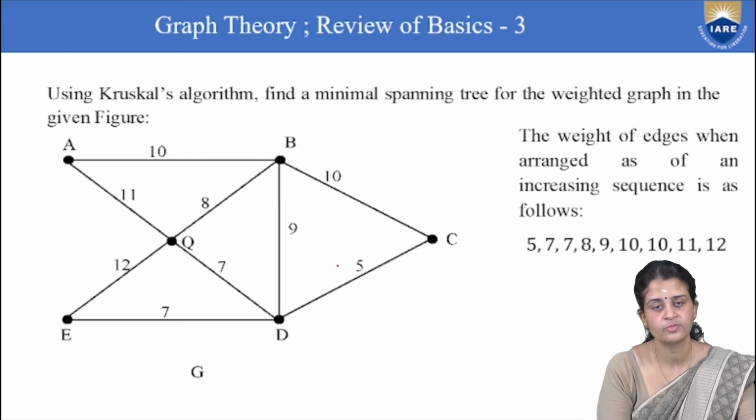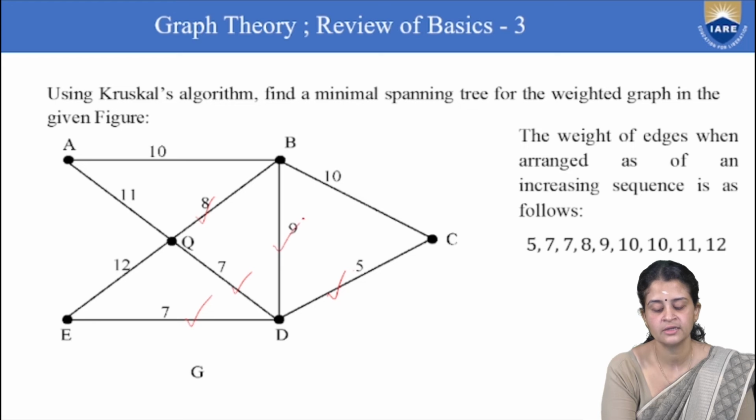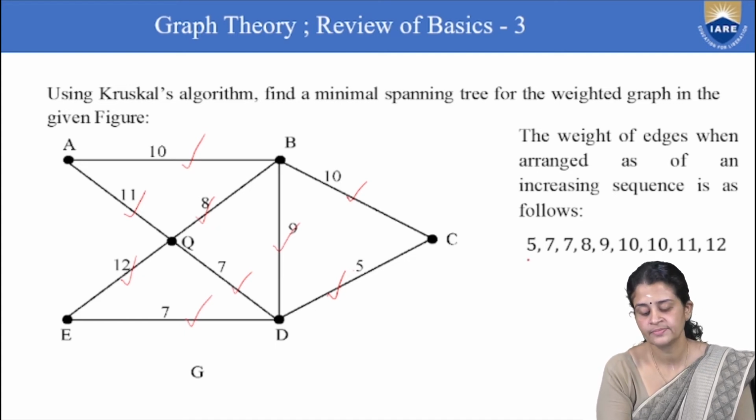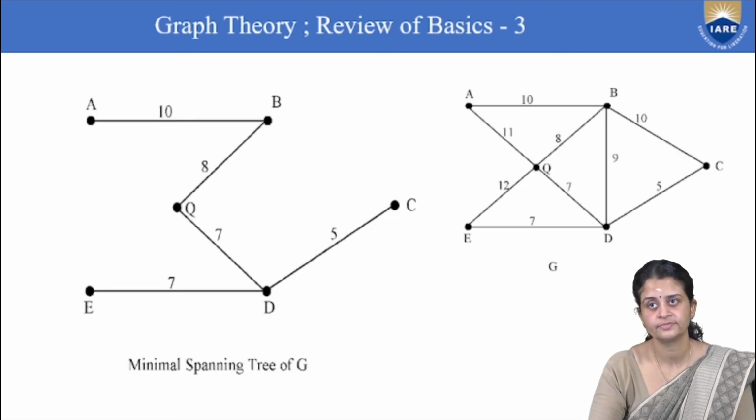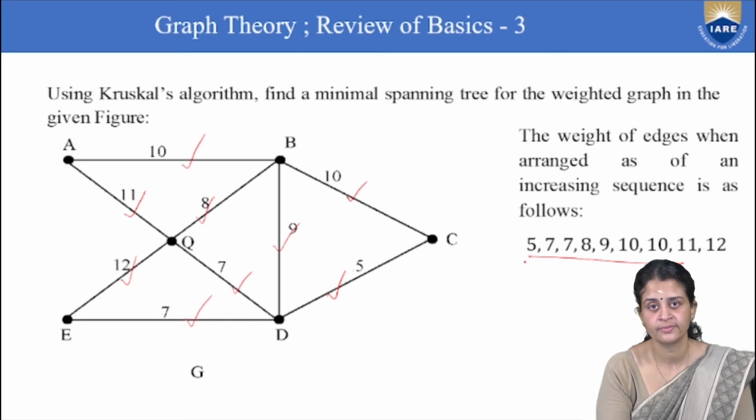Starting from the smallest, it is weight 5. Then this 7 has been put. Then this 8, then this 9, this 10, 11 and 12. So it is written like this. Now we are going to put this edge with weight 5. Then we are going to put the edge with weight 7.